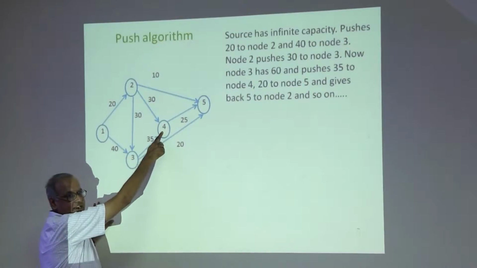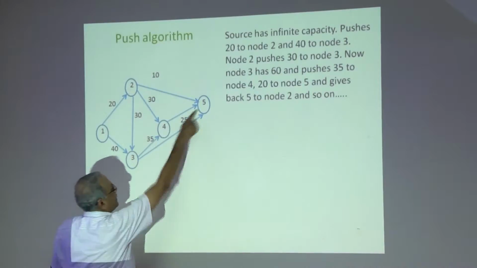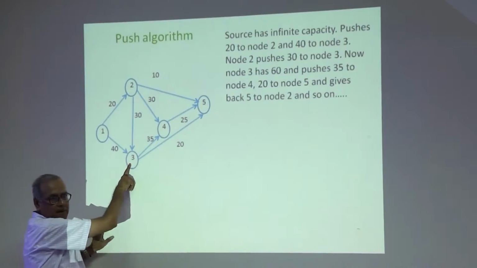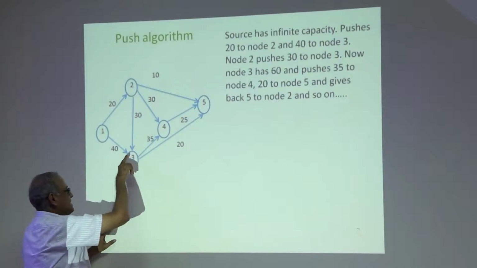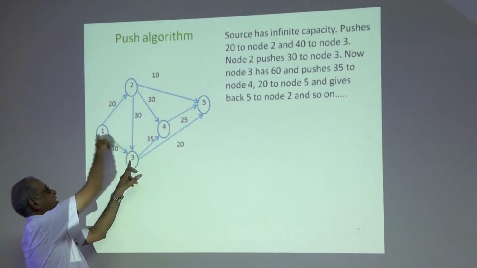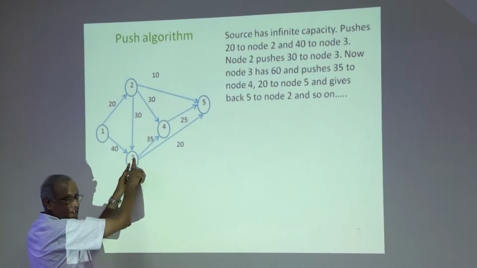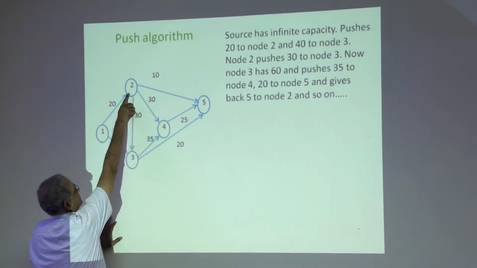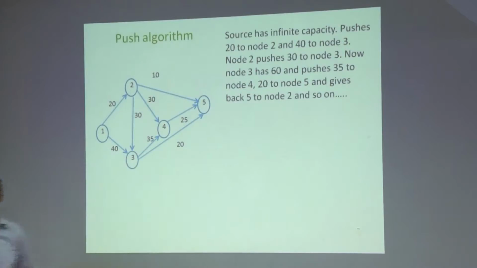Now this node gets 35, now he sends 25 and he has to send this 10 back, so he sends this 10 back. And once he sends this 10 back, this node has to send it back. He doesn't want to send it to the source, he sees if he can send it somewhere else, he is sending it here. And once he is sending this here, this node pushes back 5, so you get your 50.